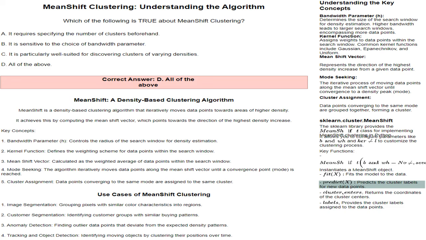cluster_centers_ returns the coordinates of the cluster centers. labels_ provides the cluster labels assigned to the data points.